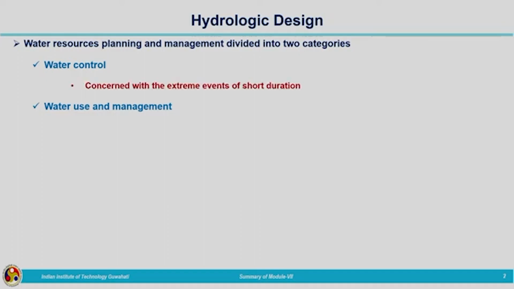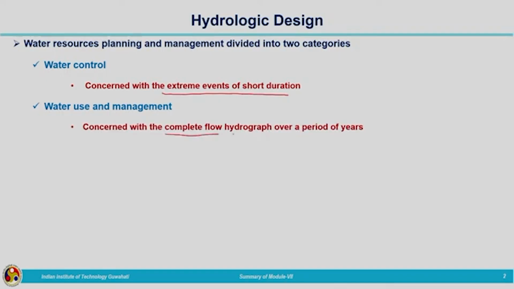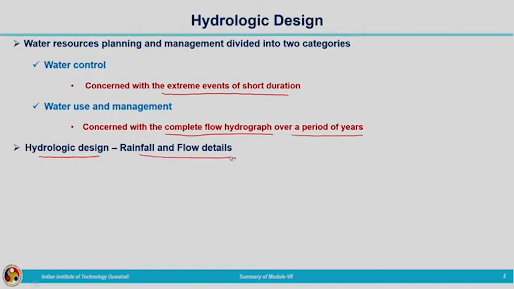So, water control is concerned with the extreme events of short duration, and water use and management is concerned with the complete flow hydrograph over a period of years. For the design related to these two categories, we will be making use of two different data. One is related to the extreme events and the other one is related to the complete data for so many years. So, for the hydrologic design, we need to have the rainfall and flow details.